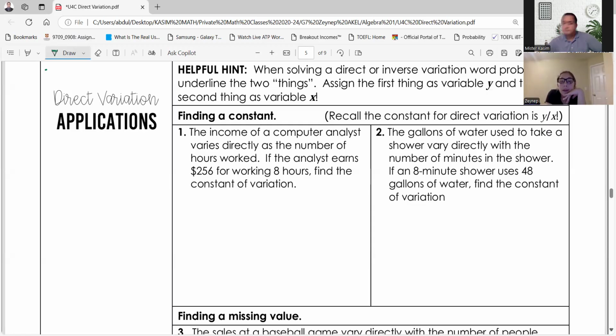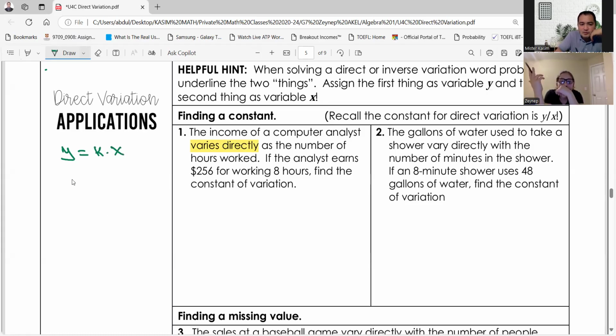The income of a computer analyst varies directly as the number of hours worked. If the analyst earns 256 for working 8 hours, find the constant of variation. Here the keyword is "varies directly." What does it mean? It means that the equation is y equals k times x.